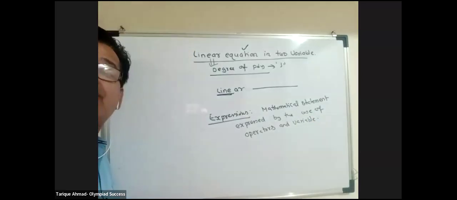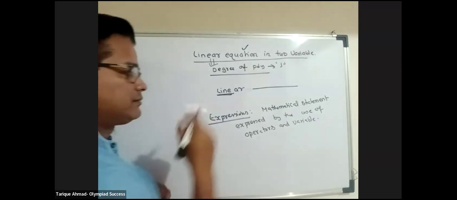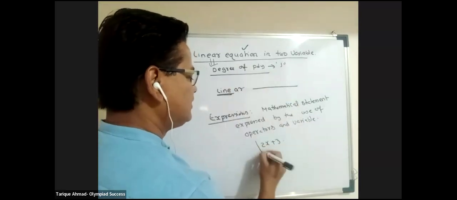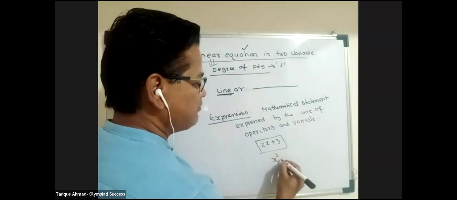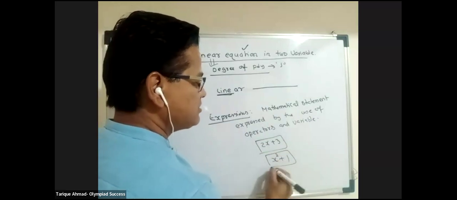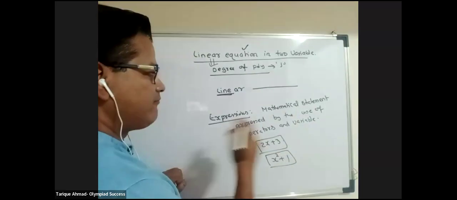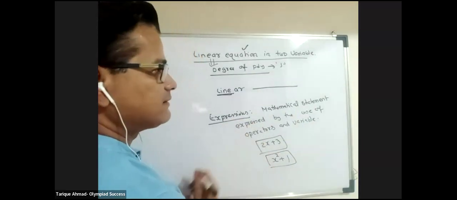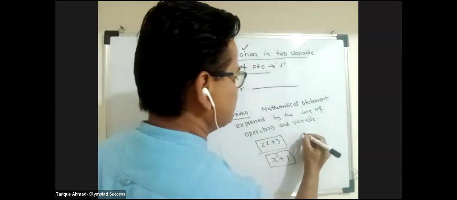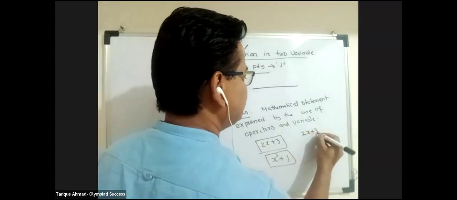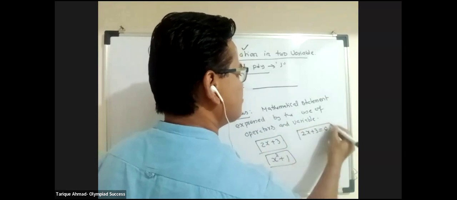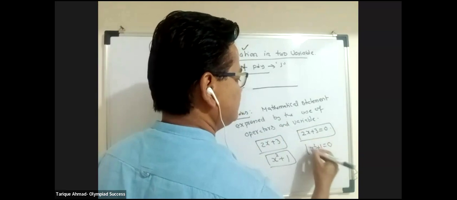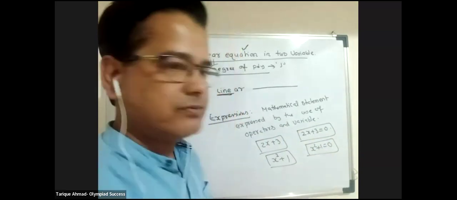That is the definition of expression, right? Like 2x plus 3, this is an expression. x square plus 1, this is an expression, right? And when we put an equal sign in front of an expression, it is converted to an equation. If we write 2x plus 3 equals 0, now it is called an equation. x square plus 1 equals 0, then we call it an equation.